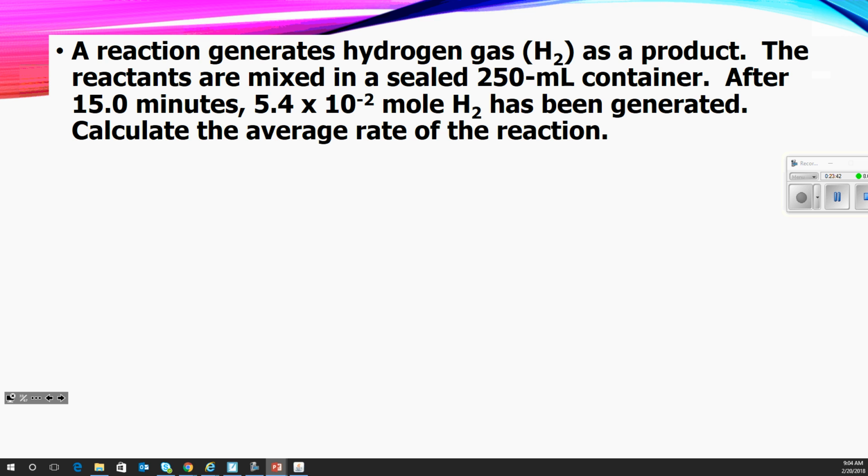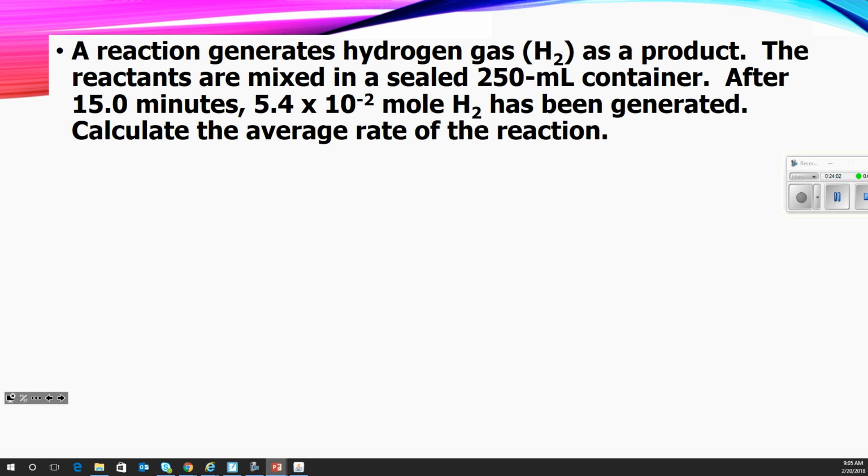So here we have a reaction that generates hydrogen gas as a product. The reactants are mixed in a sealed 250 milliliter container, and after 15 minutes, 5.4 times 10 to the negative 2 moles of H2 has been generated. Calculate the average rate of reaction.